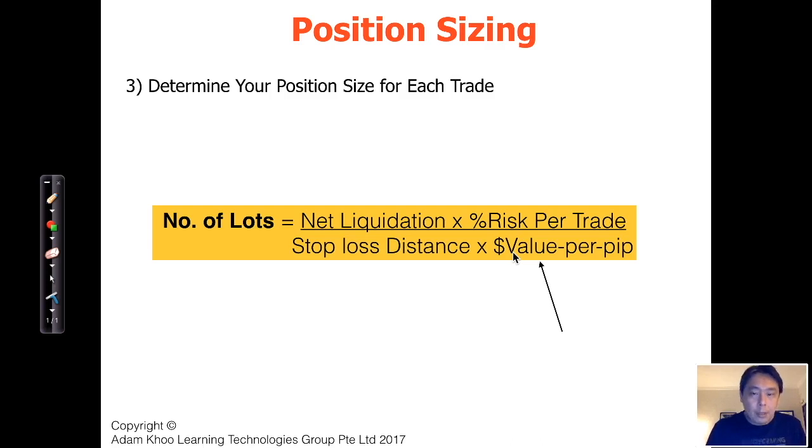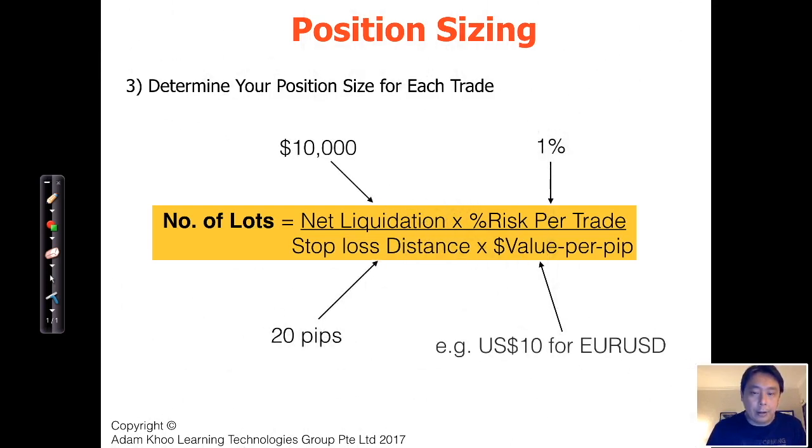Okay? So what do all these things mean? Let's put in examples over here. So again, we're starting with $10,000 in our account, so net liquidation will be $10,000. We are risking 1% per trade, so we put 1%. So $10,000 multiplied by 1% is $100. So the most that you are willing to lose is $100 in a trade.